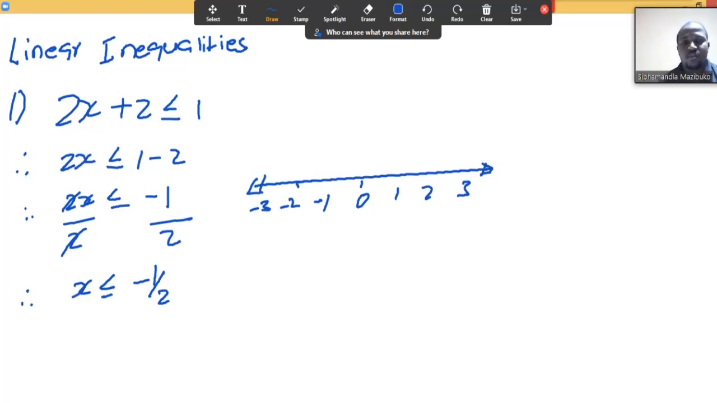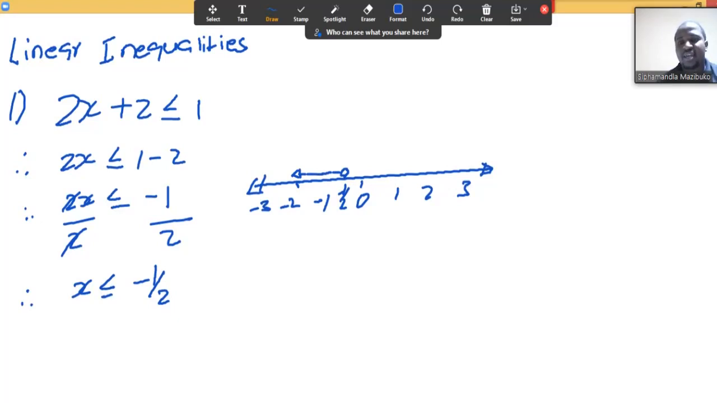So what is happening? We're looking at half. Half should be here. So we just circle here where the minus half is. We're looking at all the x values, and x they're saying is less than or equal to minus half. The numbers that are less than minus half go from this side that way, so it goes to infinity.